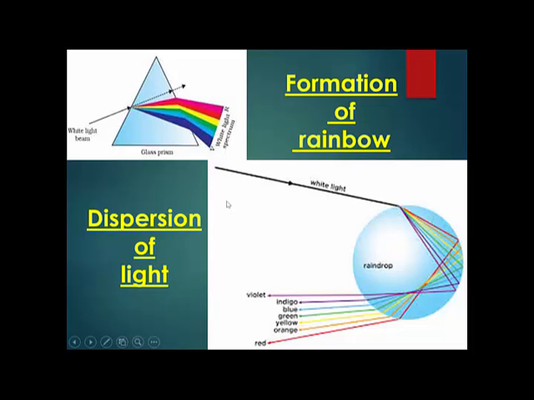How? Look at this. The white light is coming like this. Now the white light splits into 7 colors: red, orange, yellow, green, blue, indigo, violet. These 7 colors further get reflected like this inside the raindrop and come out from here and come out like this.